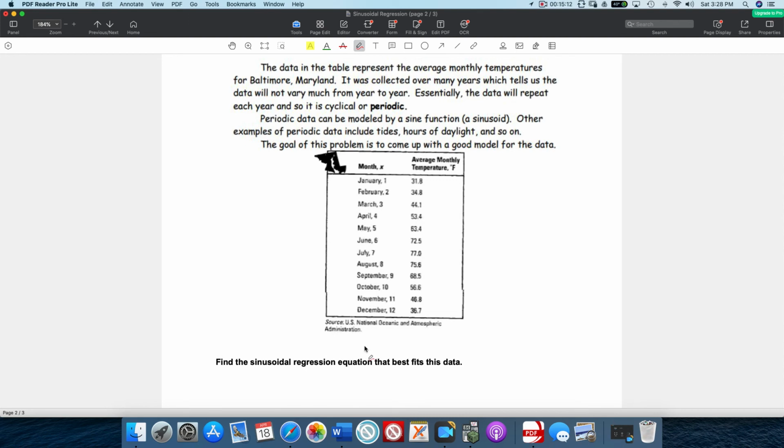So we're talking about temperature, and what they're saying is this is going to repeat every year. In January, it's cold, it gets warmer throughout the summer. Look, there's August, it's pretty hot, and then it starts falling back down. Well, then the next year, the same thing's going to happen. So that temperature goes up, comes down, goes up, comes down. So it's following that sine pattern.